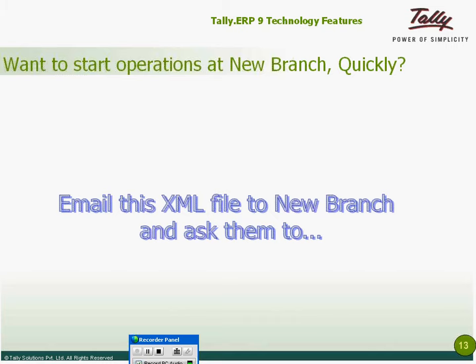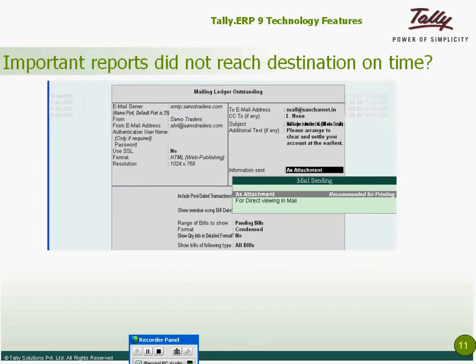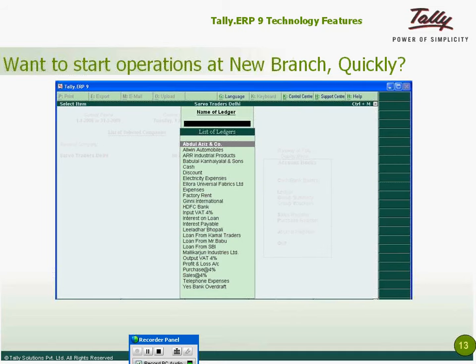Ask them to place this XML file in the Tally folder and go into import of data. Once they hit enter on import of data, they will get the import of masters screen, wherein they will specify the file name, which is the XML file name which has been sent to them. They have to select the treatment of entries which already exist. Once they hit enter, the masters which were exported from the HO get imported into the new branch, and immediately the person at the branch is able to see the list of ledgers which are imported. It's simple, isn't it?